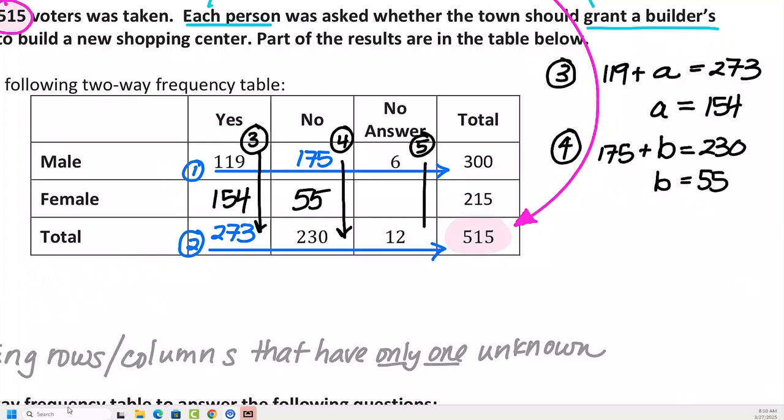Then finally get the last missing box. There's a couple ways we could have done it. I could find the column if I wanted here, or the row, but since I'm doing columns, I might as well continue doing columns here. So notice that this is 6 plus, I'll use C to represent that, equals 12. Subtracting 6 from both sides, you get 6.